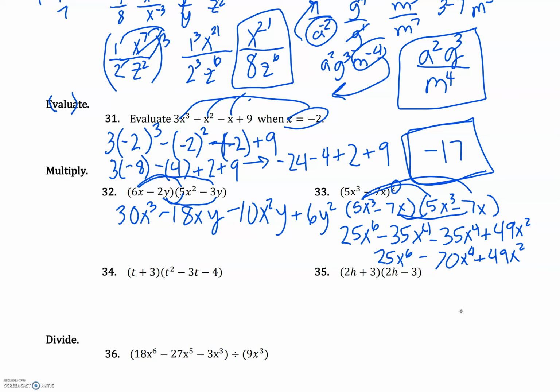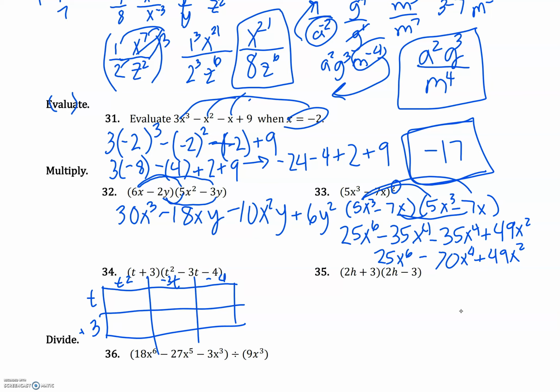Number 34, for this one, I'm going to go ahead and do a box. If you're not familiar with that, I'm just going to write one of the polynomials along the side and the other one along the top and multiply them in each box. Multiply each term. So t squared times t is t to the 3rd. Negative 3t times t is negative 3t squared. And t times negative 4 is just negative 4t.